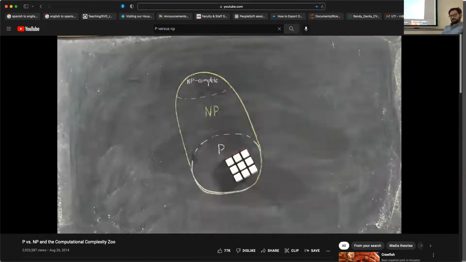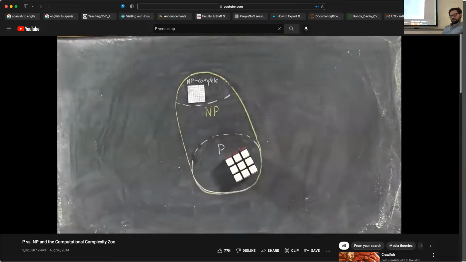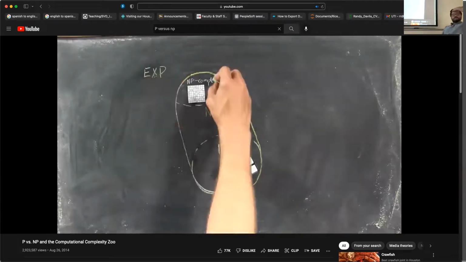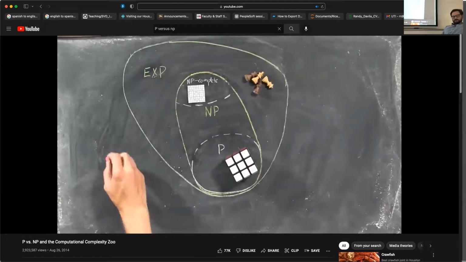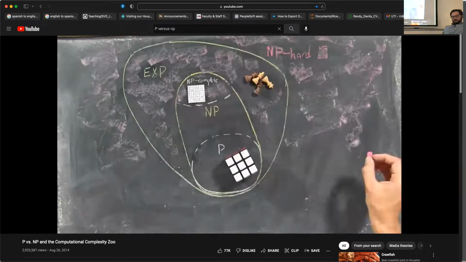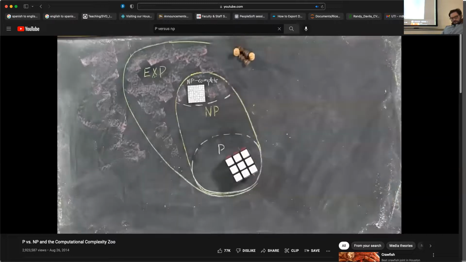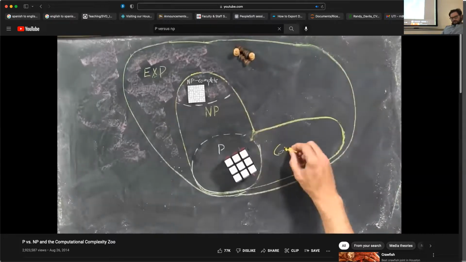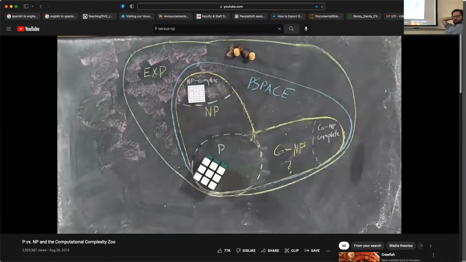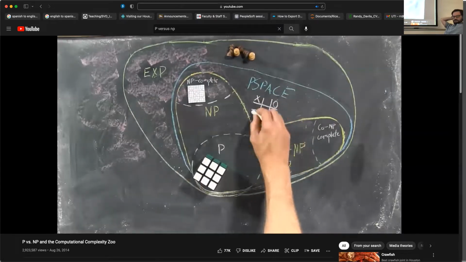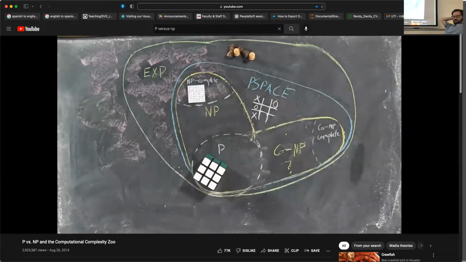Beyond NP, there are even harder classes of problems like EXP, the class of problems including figuring out the best move in chess that takes exponential time to even check. This whole upper area of problems that are at least as hard as NP-complete is called NP-hard. There's also co-NP, the class of problems where instead of being easy to check right answers, it's easy to exclude wrong answers, which may or may not be the same as NP. And then there's PSPACE, the class of problems that can be solved given unlimited time, but using only a polynomial amount of space for memory.